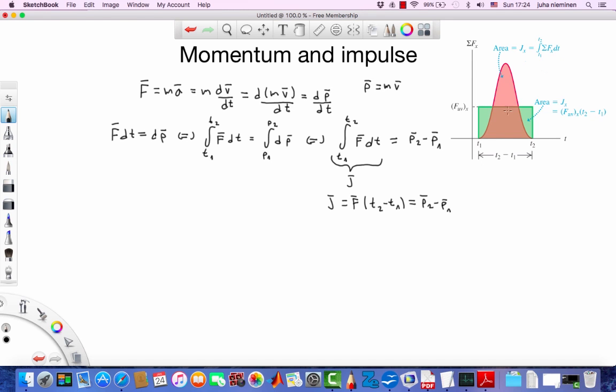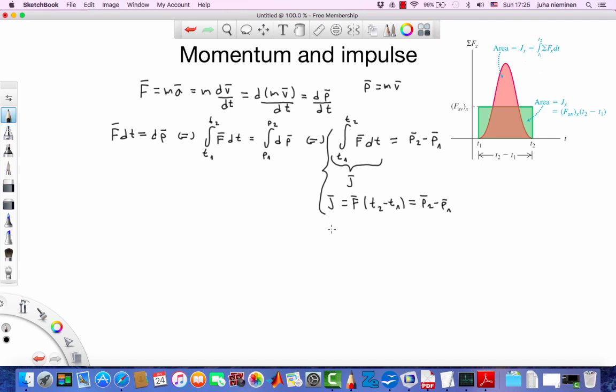Also, what is shown in this figure is that the area under the red curve is in fact the same as under the green one. So we can calculate the same change in momentum, the same impulse, by having an average force in such a way that the areas under these two curves are the same. Anyway, these two are the vector forms of the momentum and impulse relation.